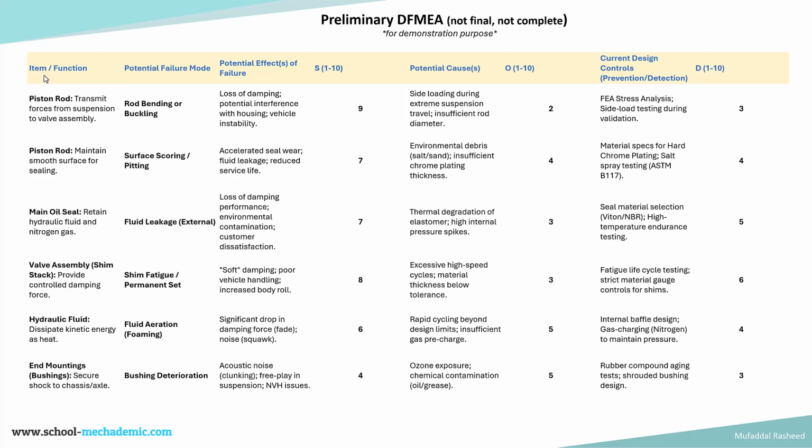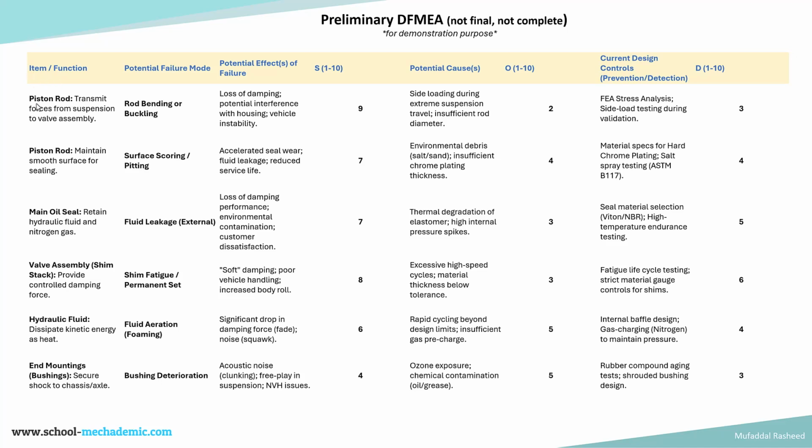The first column is item slash function. Item indicates the item or the subassembly which we are dealing with, or the component which we are dealing with within the shock absorber, and the function of that component or subassembly. The function is of course taken based on the primary and secondary functions which we had found out during the creation of the parameter diagram. So that function comes over here, and item indicates that subassembly for which the failure mode occurs.